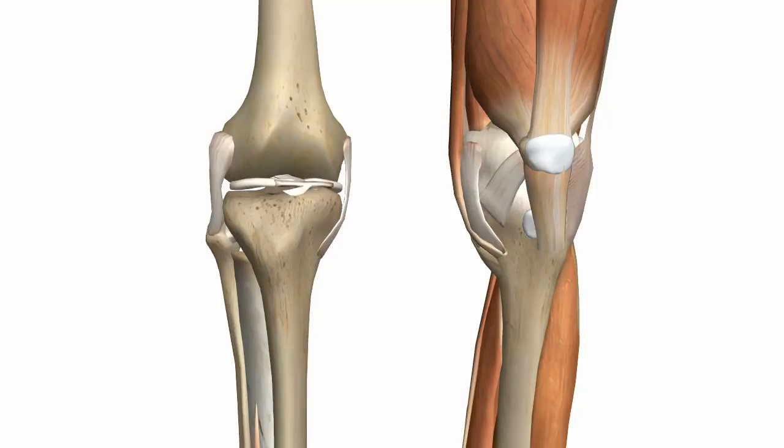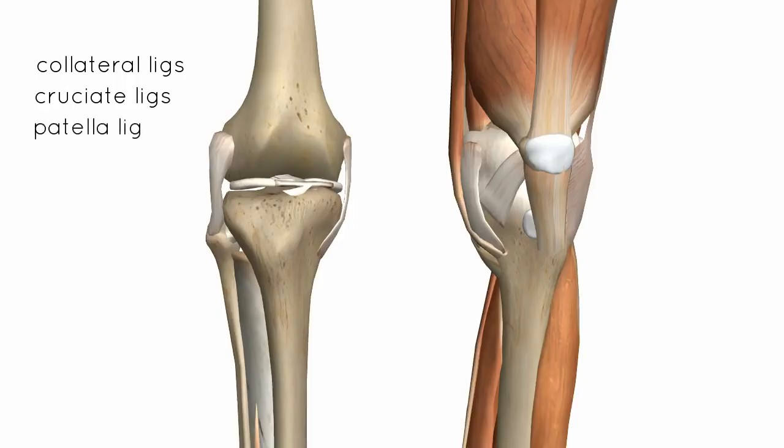So now we'll just take a look at some of the ligaments of the knee. What you need to remember about the ligaments is that you have collateral ligaments, cruciate ligaments, and a patellar ligament. So we'll start off by looking at the collateral ligaments. We've got two collateral ligaments which reinforce the joint on either side.